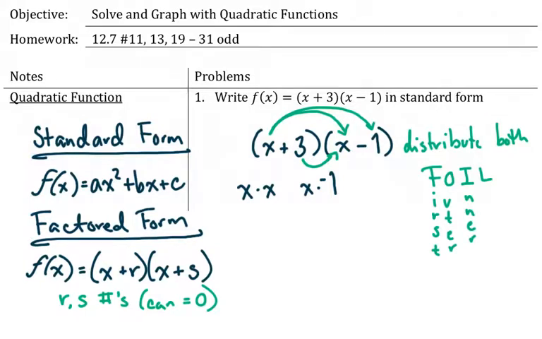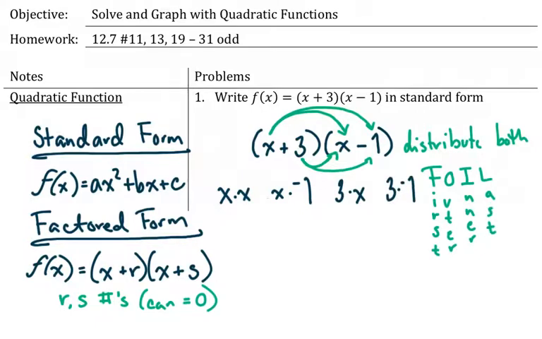And so that's going to be 3 times x. Run out of space a little bit, I'm just going to scoot those over. And finally, the L stands for last, so the last number in each term. So 3 is the last here, -1 is the last here. And so then our last term is going to be 3 times -1.